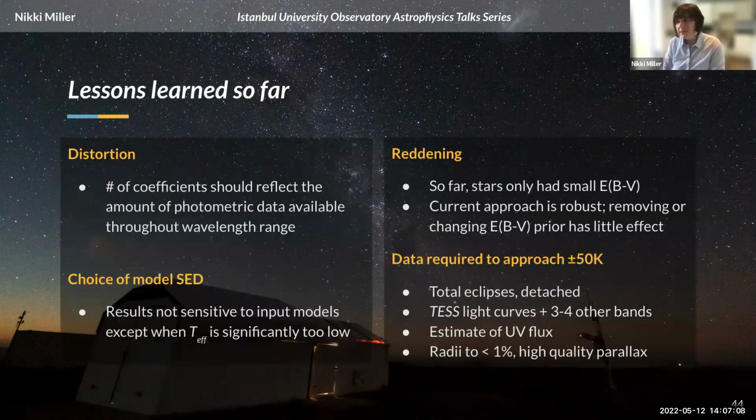In terms of the data that we need to approach this plus or minus 50K limit that we've put on ourselves, well, we need total eclipses, we need test light curves and a couple of others, depending on the quality. We do need an estimate of the UV flux, even if it's just a GALEX photometry measurement. And we do need the radii to be measured very well, along with having a high quality parallax, which from Gaia is not a problem.